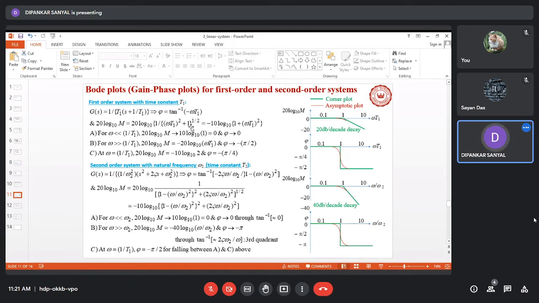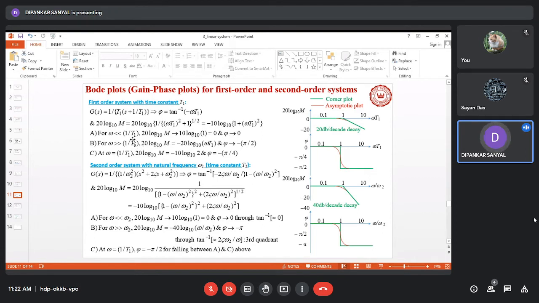So that is what we get for a pure first order system. Now, for very low frequency excitation, 20 log 10 M becomes just 10 log 10 1, which is 0. Also, because of the very low value of omega, it is tan inverse of a small value, that is, phi is also near 0.